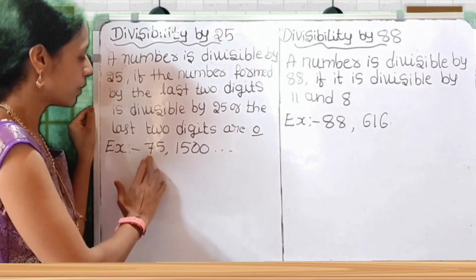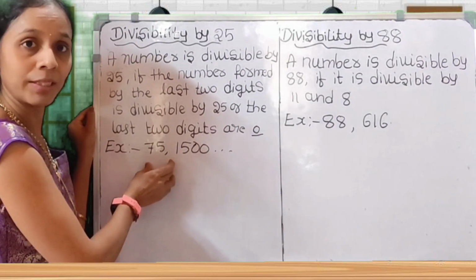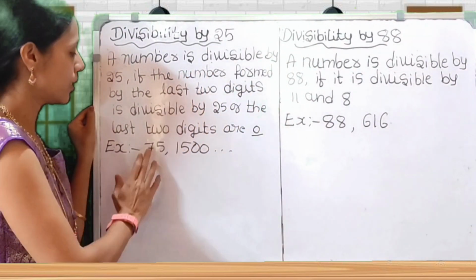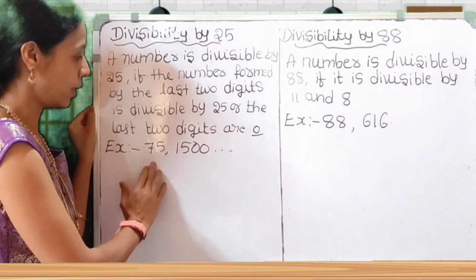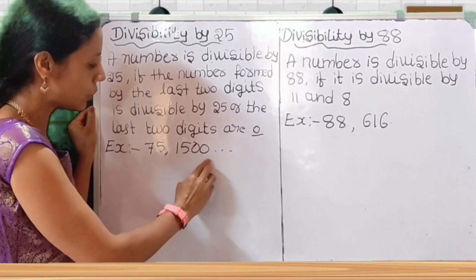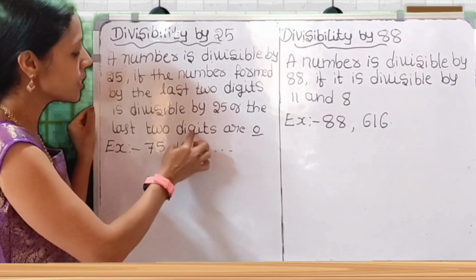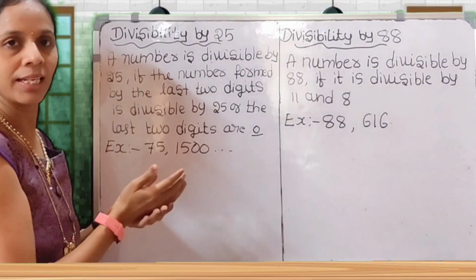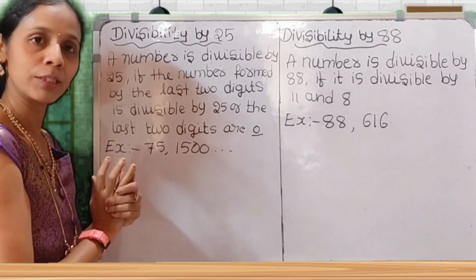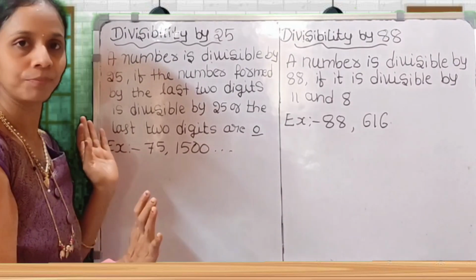Consider these two. 75 is divisible; it is a multiple of 25. So it is also divisible by 25. Consider this one: the last two digits are 0, so this number is also a multiple of 25. This way we can easily identify whether any number is divisible by 25 or not.